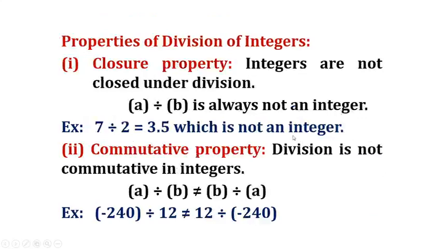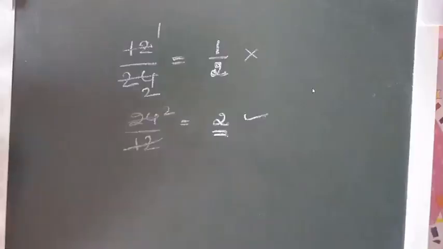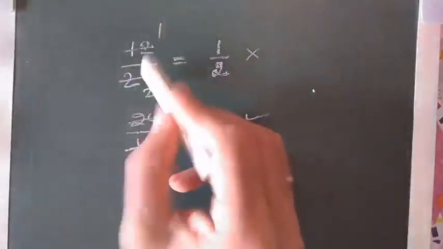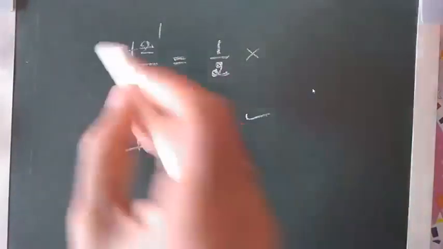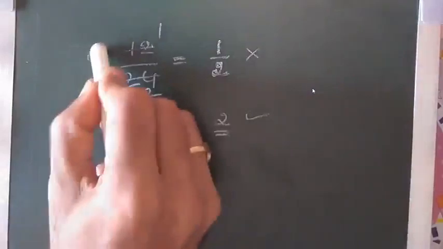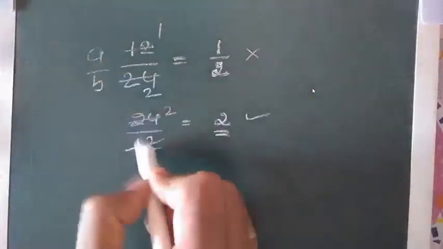The next property is the commutative property. Commutative property means interchanging the order. Division is not commutative in integers. I already explained in the previous problem that division is not interchangeable, because a divided by b is not the same as b divided by a.